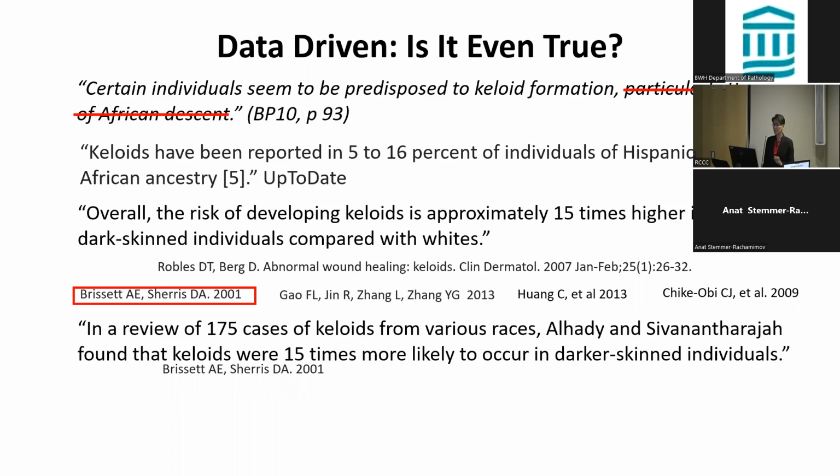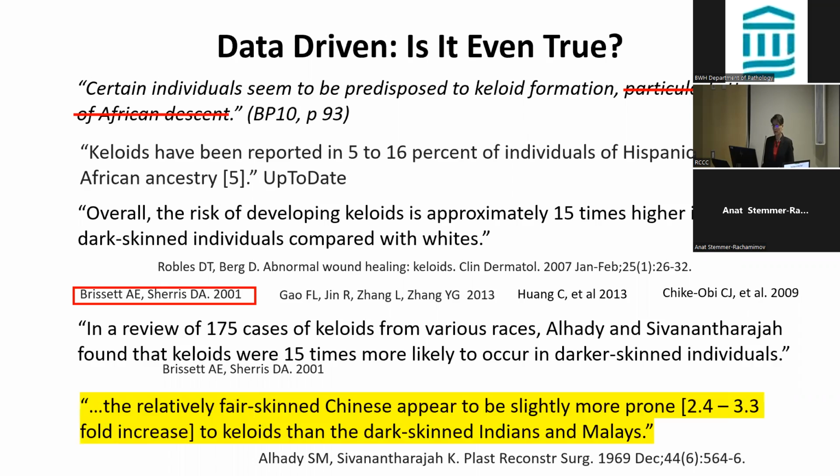15. Well, let's look at that paper by Al-Hadi and Saganathara from 1969. It was done in Malaysia, which is why they're looking at Chinese, Indians, and Malays. And what they actually said in their paper is that the relatively fair-skinned Chinese appear to be slightly more prone to keloids than the dark-skinned Indians and Malays. Now, I did the math, and I didn't come up with anything close to 15. But the issue here is also the arrow was pointing in the wrong direction, but this still has been propagated through the literature. But that's not what the editor brought to my attention.